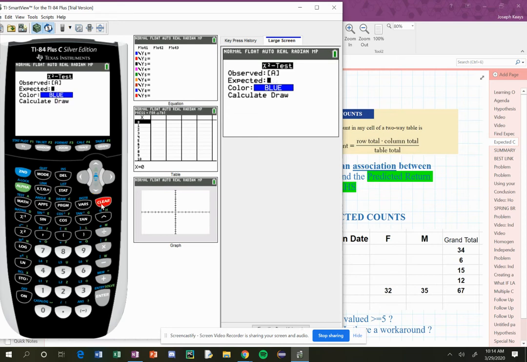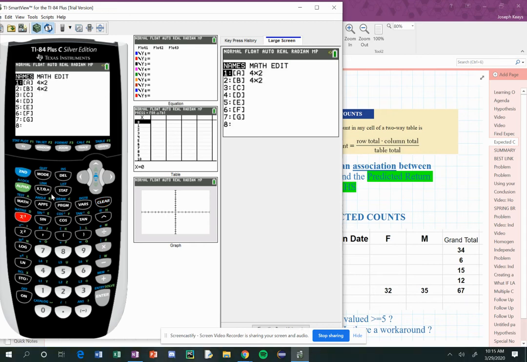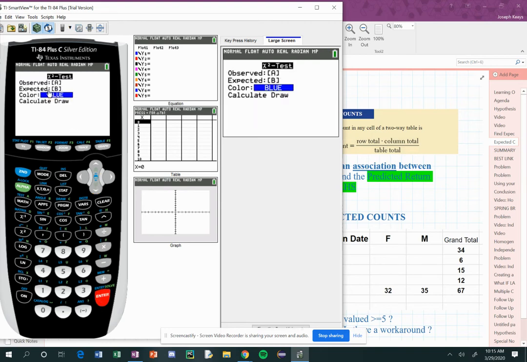Notice I'm going to clear it out right now, and I'm going to tell it to put all of the expected counts in matrix B. So I'm going to go second matrix, scroll down to B, hit enter, and that's where it's going to put them. When it does this test, it's going to calculate all the expected values for us and put them in B. So the next thing I want to do is just scroll down to calculate, and here we go. I'm going to calculate. And when I hit calculate, it gives me some very important information that we're going to talk about later on.